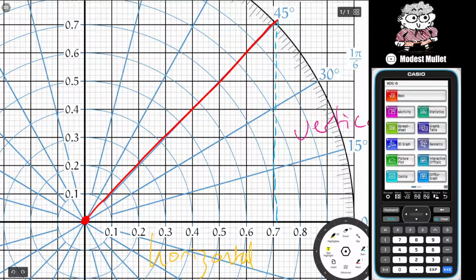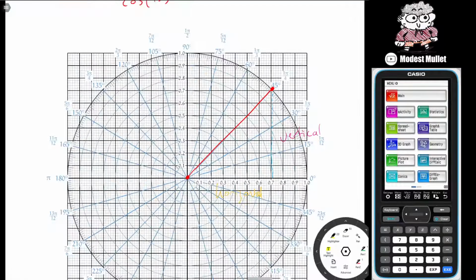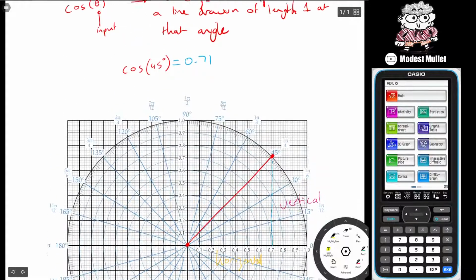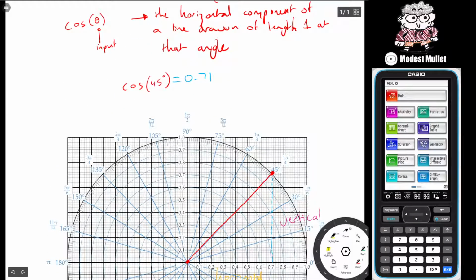So we can see a point up here. If I come down, read the x-coordinate, or the horizontal component of it, that is roughly 0.71. And if you put cos 45 in your calculator, that is what it should roughly be. Now let's zoom out. There we go. Cool. So that's what cos is.